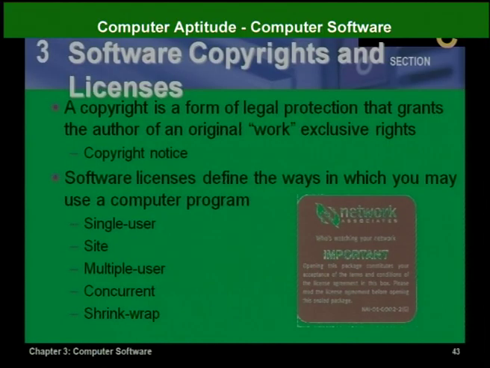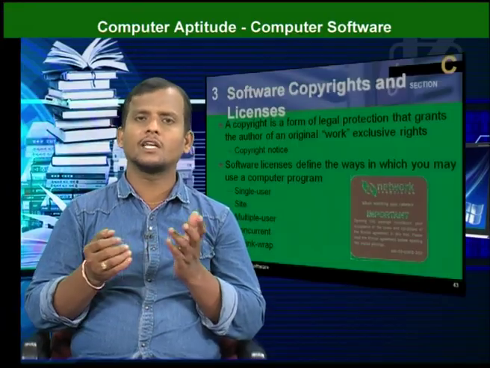Software copyrights. Software copyright is a form of legal protection that grants the author of an original work exclusive rights, a copyright note. A software license defines the way in which you may use a computer program: single user, site, multiple user, concurrent, shrink-wrap. So software copyright means you develop a software, and someone should not mimic it, or take your code, or copy your code. So for that, there is a legal approach.